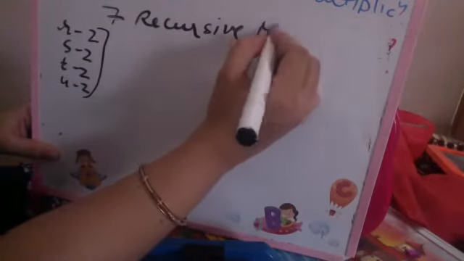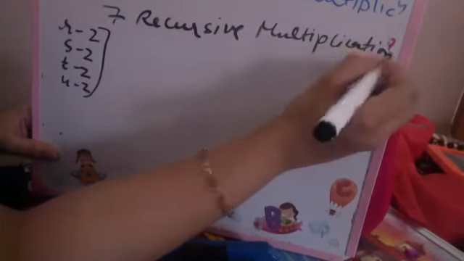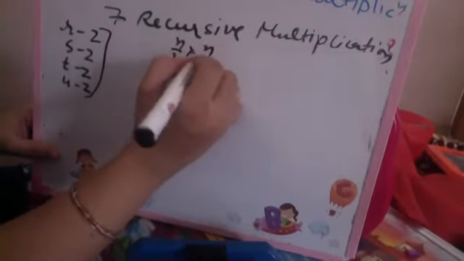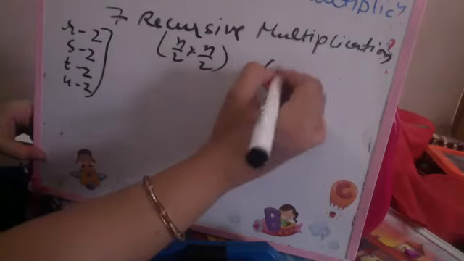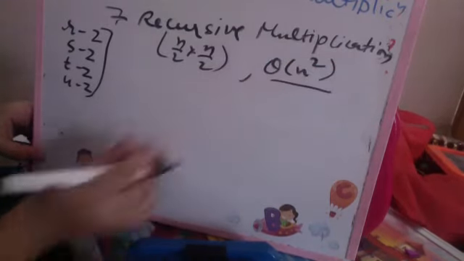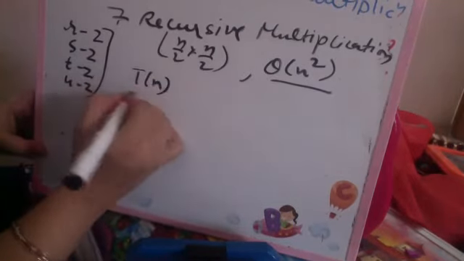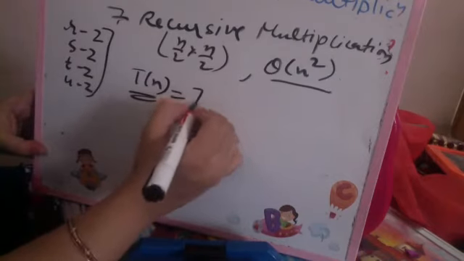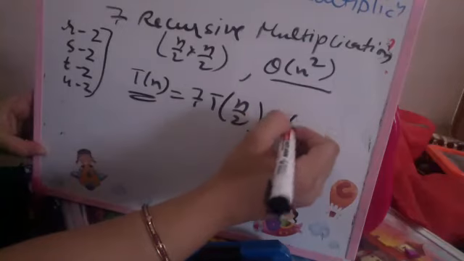In Strassen's matrix multiplication we try to have 7 recursive multiplications instead of 8. And 7 recursive multiplications again of size n by 2 cross n by 2. The size remains the same. So obviously the number of additions will remain the same. N square time will be taken for addition since size is n by 2 cross n by 2. So if I try to calculate Tn in that case, instead of 8 it comes out to be 7 T of n by 2 plus theta n square.